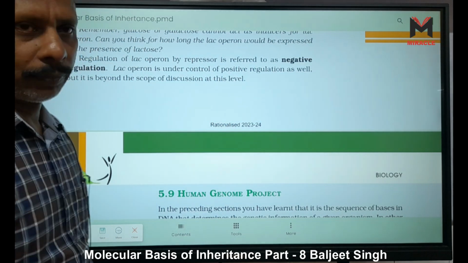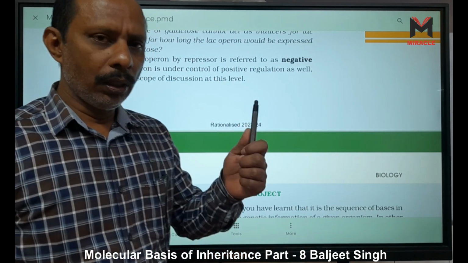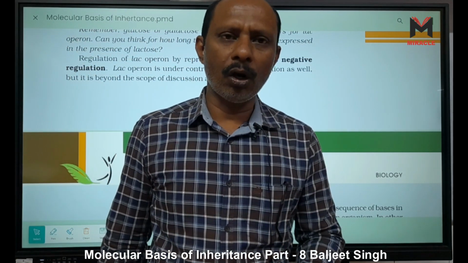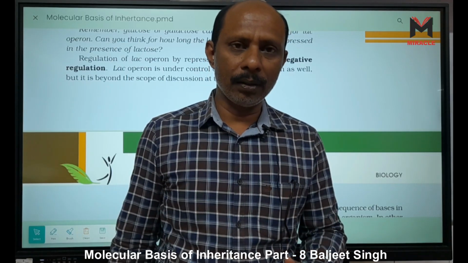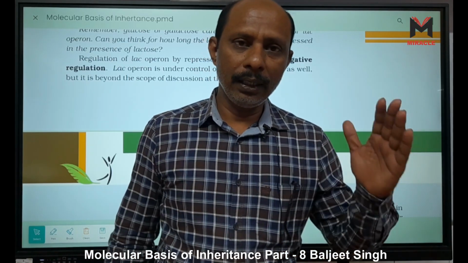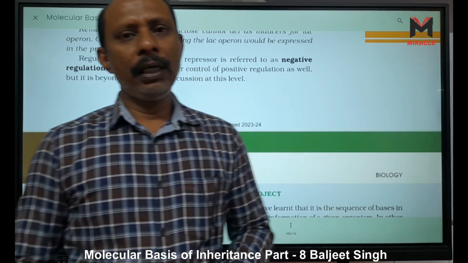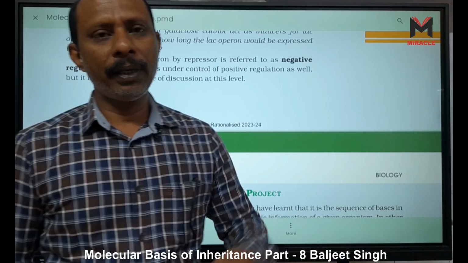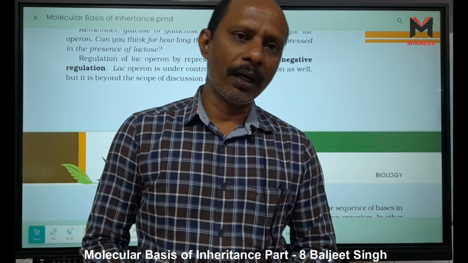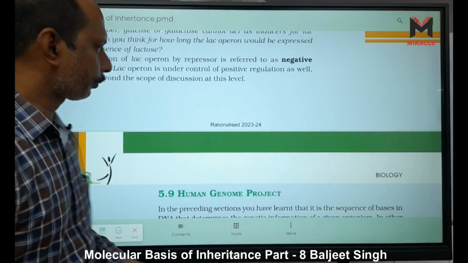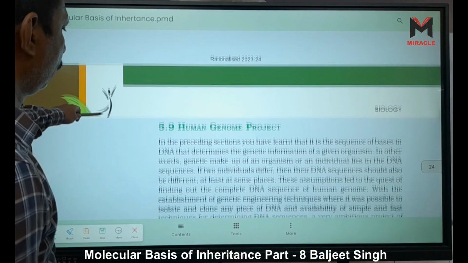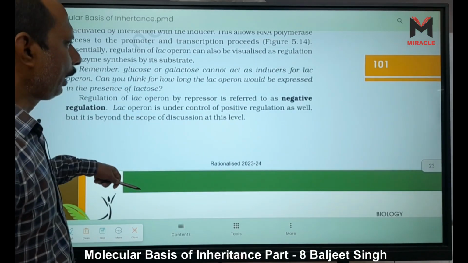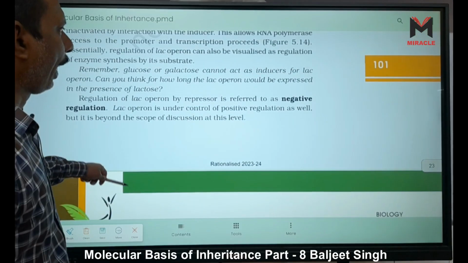Negative regulation means, due to the presence of repressor protein, the lac operon is off. Negative effect means it stops the process, right? And if lactose is present, then positive regulation is there. Do you understand? That is one example, the lac operon model.